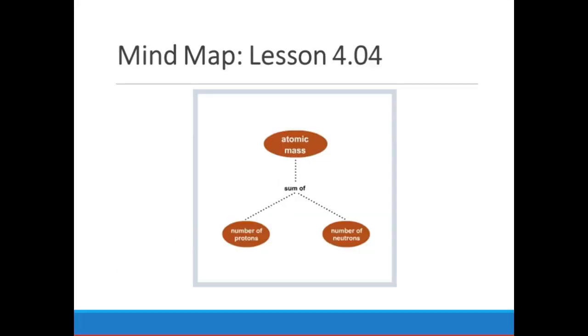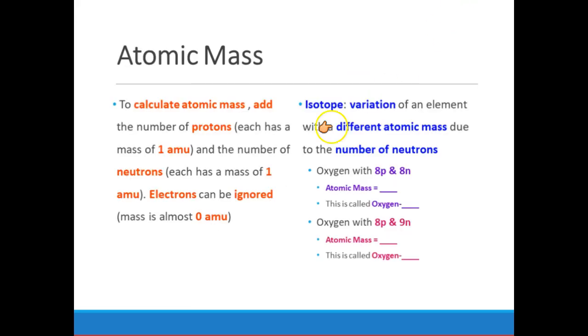Okay, now let's move on. Let's talk a little bit about atomic mass. Remember, atomic mass is the sum of protons and neutrons together. Again, to calculate atomic mass, all you need to do is add the number of protons, each of which has a mass of 1 AMU, and the number of neutrons, each of which has a mass of 1 AMU.